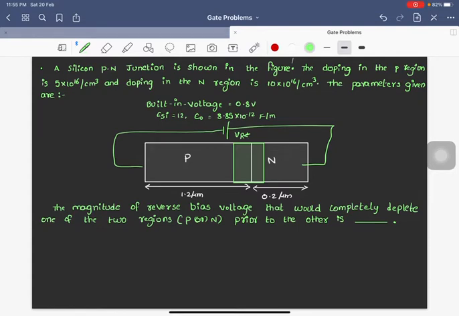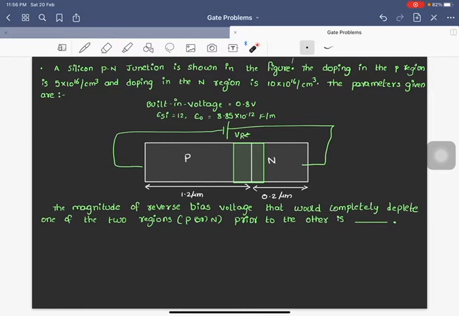Suppose the N region completely depletes ahead of P, then we need to find the VR such that the N region is completely depleted. Suppose the P region is completely depleted ahead of N, we need to find the VR such that the P region is depleted completely. So to solve this question, at first we should come to a conclusion about which of the regions, either P or N, is going to be depleted first.